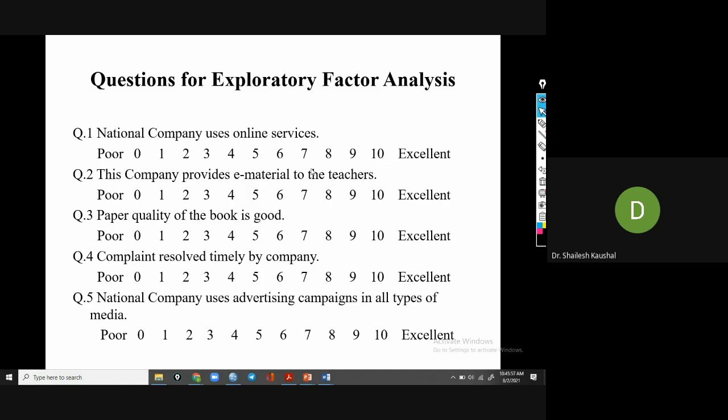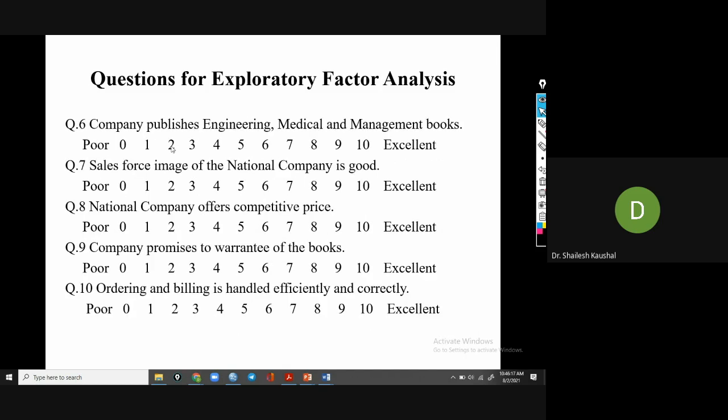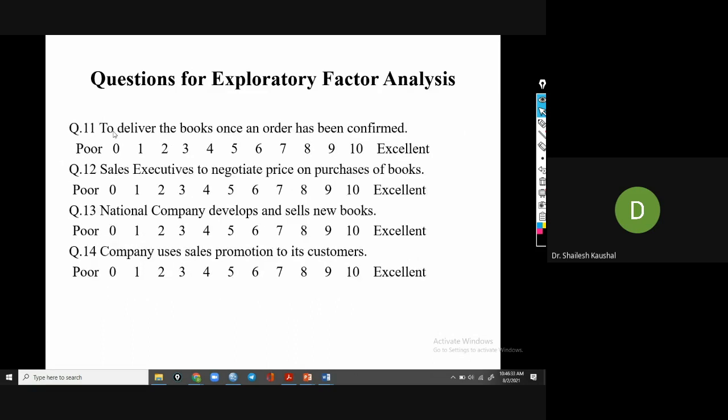Then this company provides e-material to the teachers. The second question is this: paper quality of the book is good, complaints resolved timely by the company, National Company uses advertising campaigns in all types of media. So these are the options of my questions. We should prepare our questions like this. Then the company publishes engineering, medical, and management books. Salesforce image of the National Company is good. So we should prepare our questions like this for conducting the exploratory factor analysis.